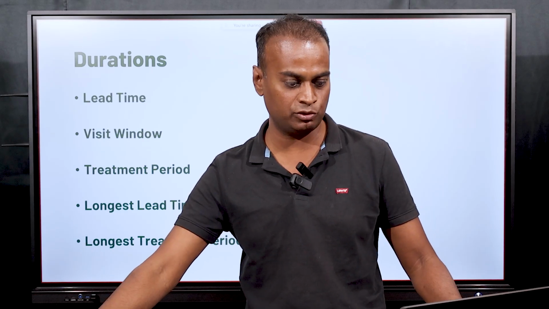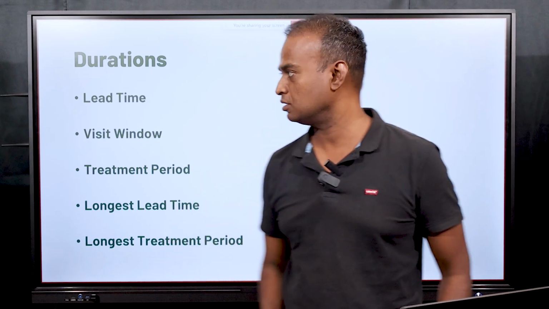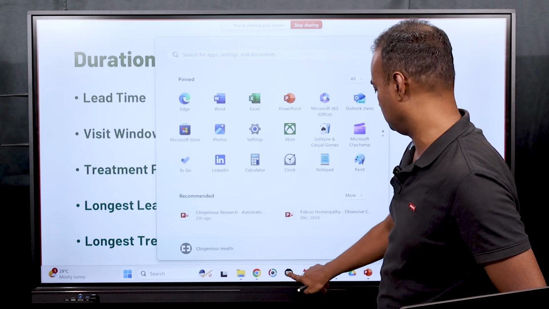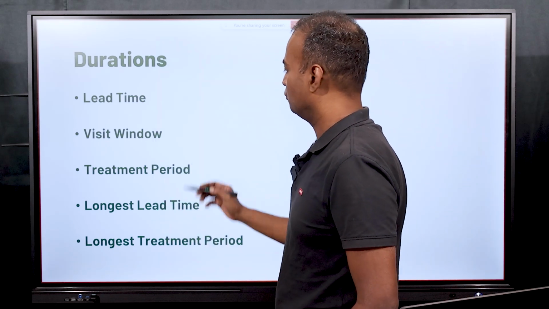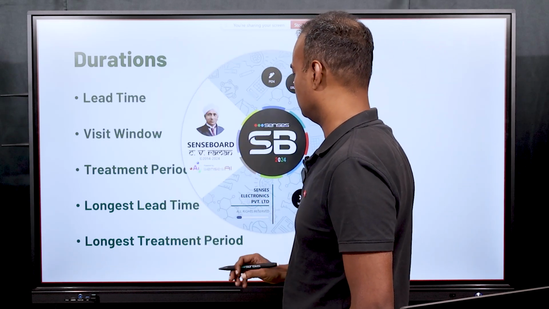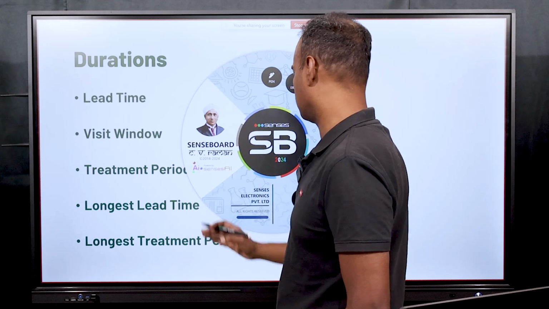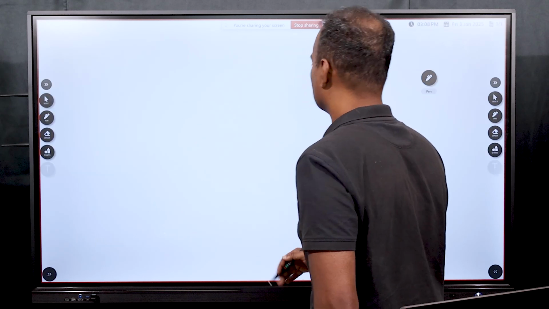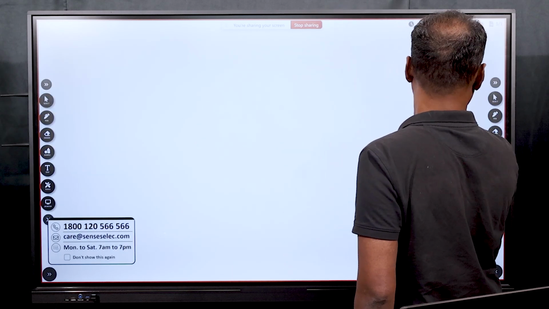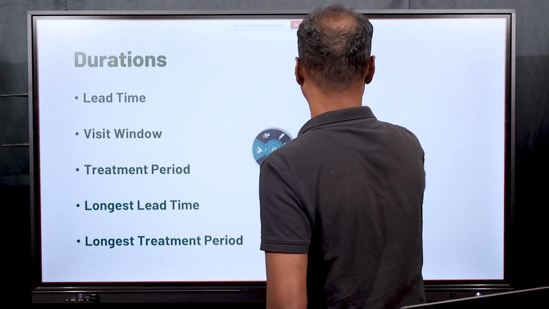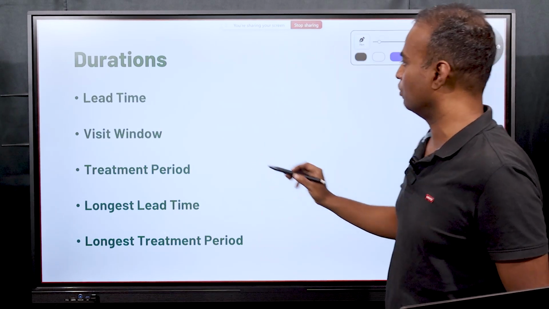These we call durations. There are different types of durations. First one is lead time, then visit window, treatment period, longest lead time, and longest treatment period. We will understand them so that it will be easy for you to enter those details. Instead of blindly entering, we will think and enter. So what is the lead time?